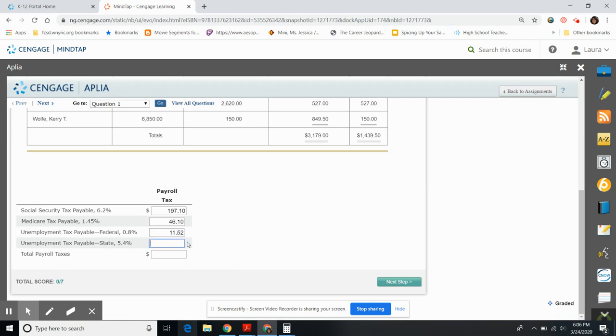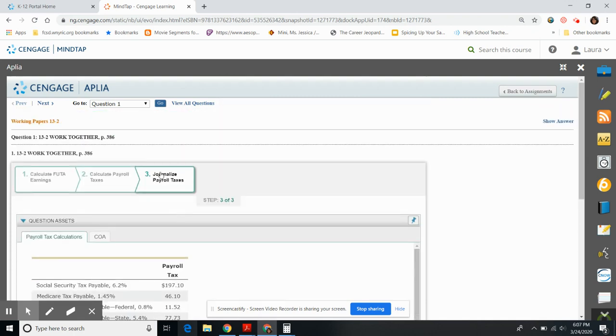And then the last one is the unemployment tax for the state. So move the decimal over 2 places, it's 0.054, still multiplying by this $1,439.50. When you do that, you get $77.73. And then you add those together to get your total payroll taxes, and that should be $332.45. Again, do the math. Don't just copy these answers down. Do the math so you know where these numbers are coming from.